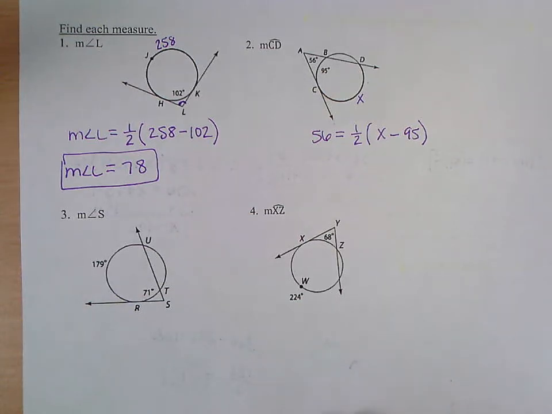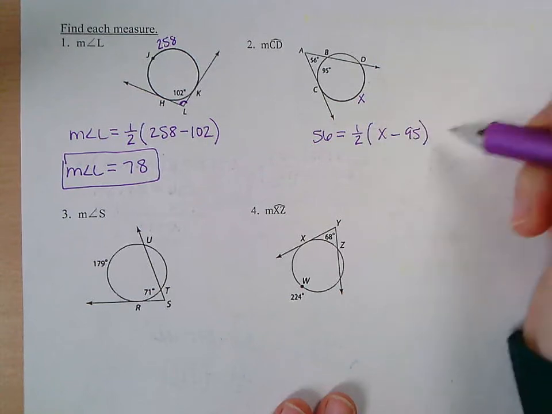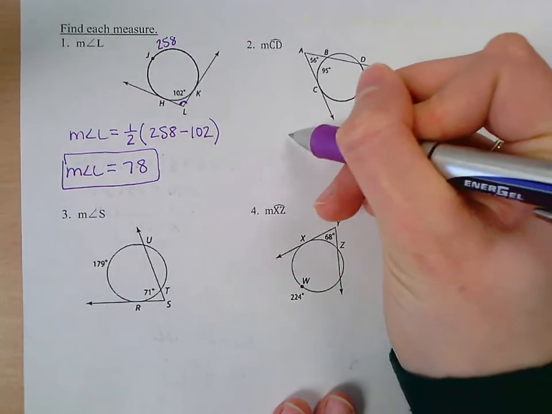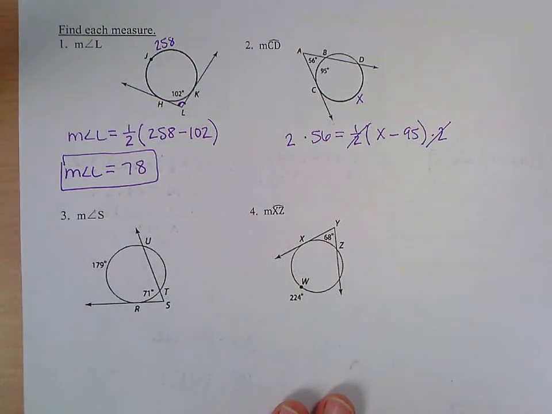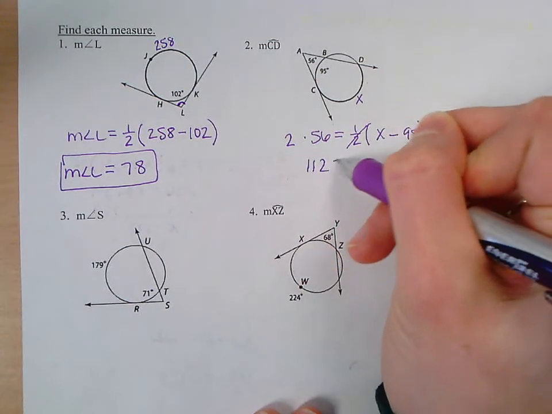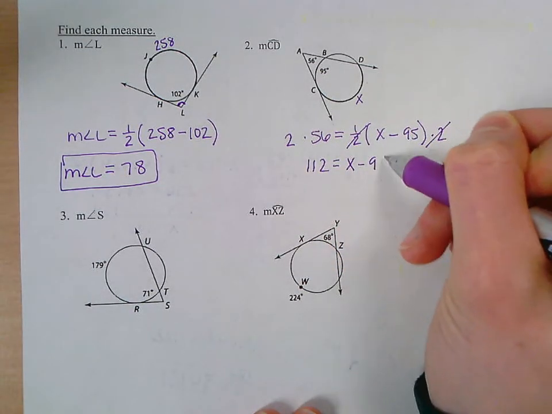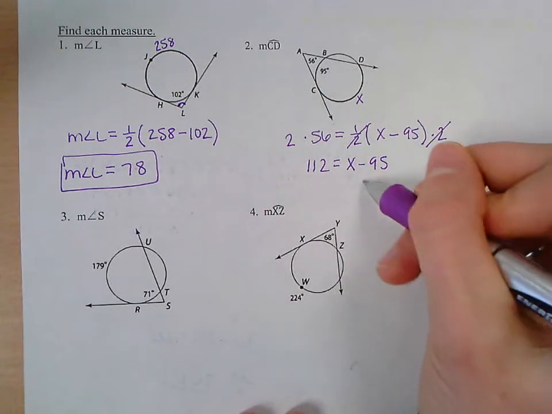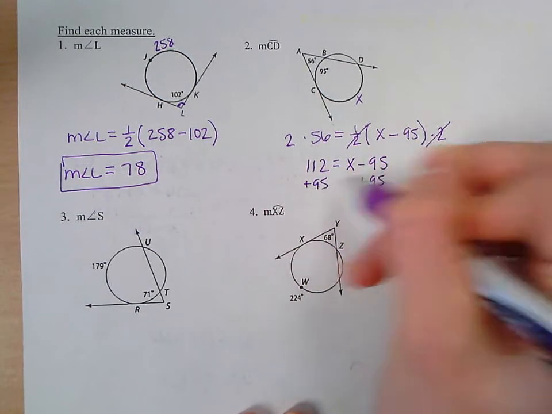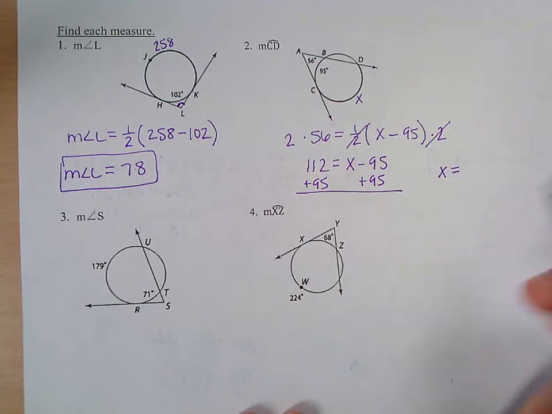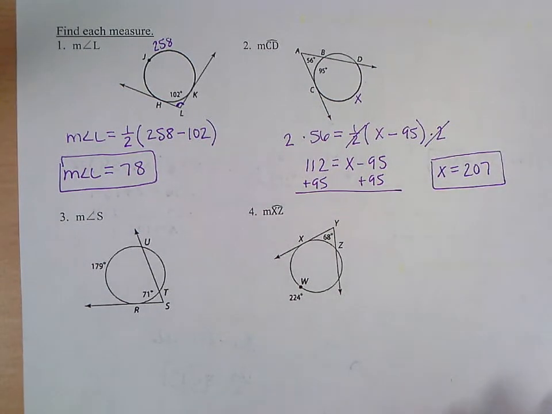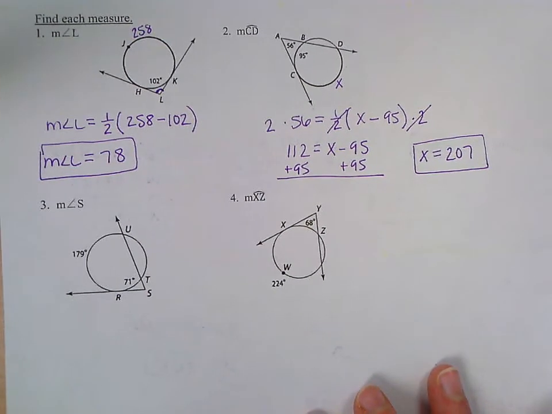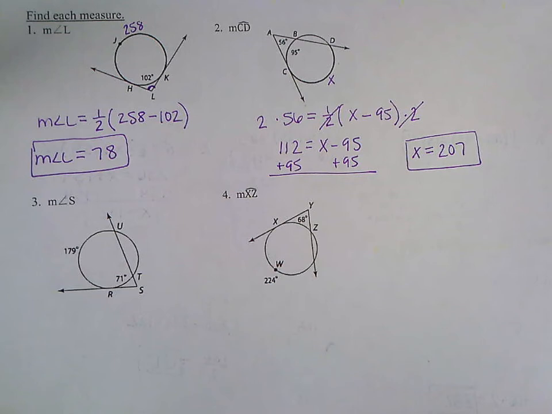So similar to how we did this in one of the examples on the front, if I get rid of the 1/2, I can multiply by 2 to do that on both sides. And 56 times 2 is 112. And that equals, I just now have x minus 95. And now all I have to do is add 95 to both sides. And so my x, which was the arc I was looking for, is 207. Okay, questions on those two?